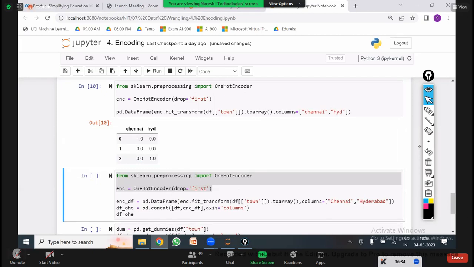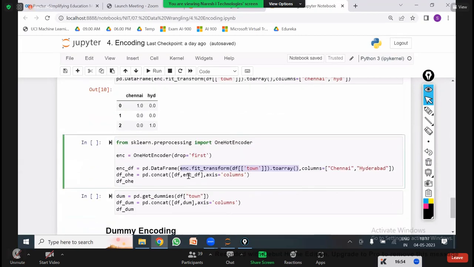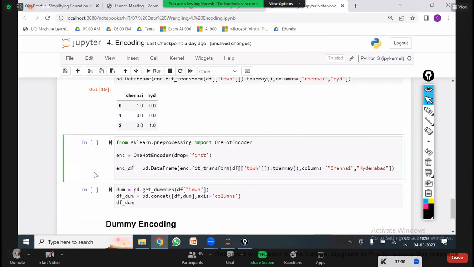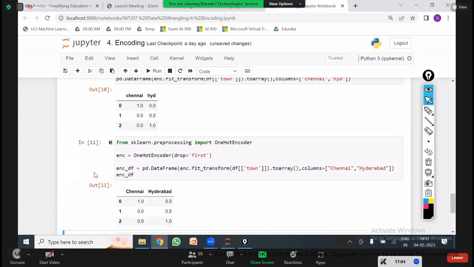Is that clear? This particular one hot encoder function will give the output as a matrix. That is the reason I'm going to convert it to an array, and after converting to an array, I'm converting it to a data frame. Is that clear, guys? Now, if you observe, this is your original data set. And what is this encoded data set? This is the encoded data set. Now I'm printing my encoded data set. Just see this enc_df.